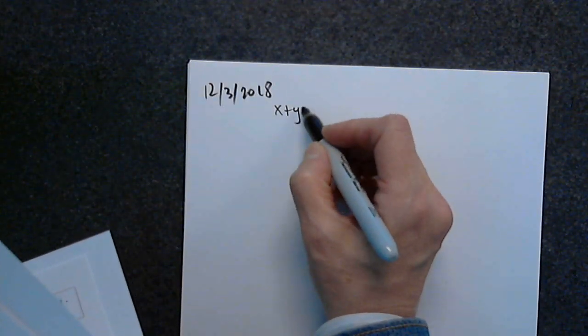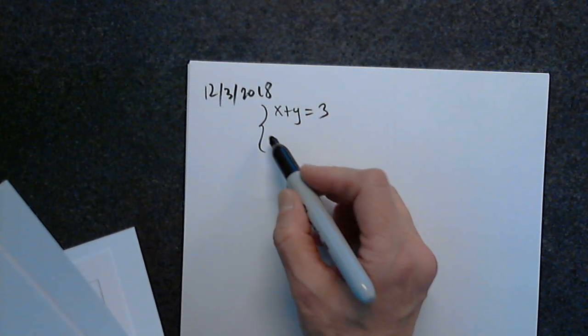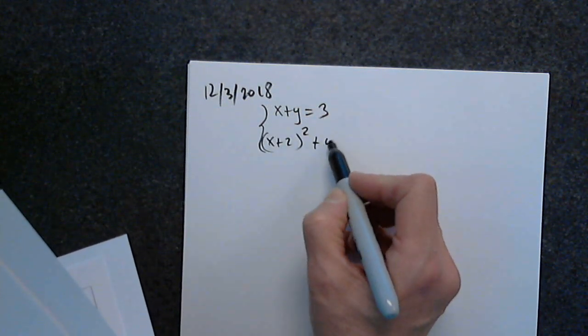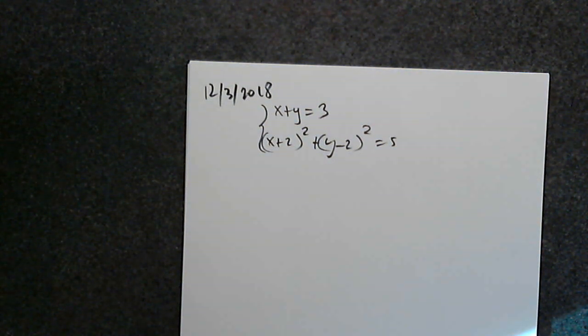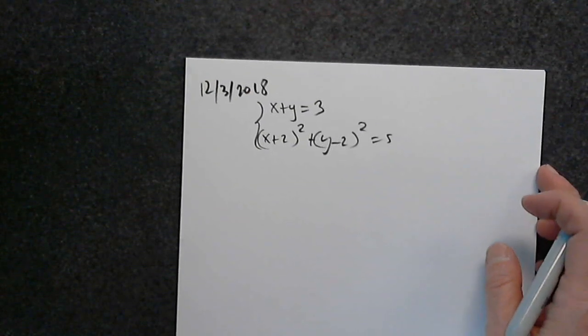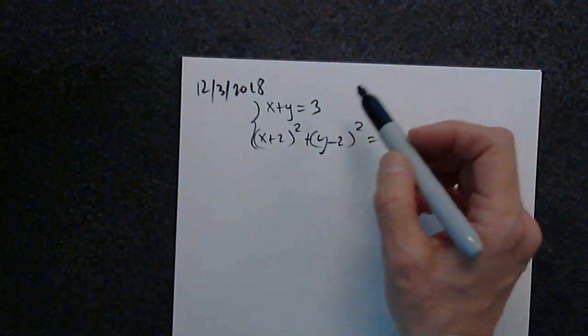Because the variables are not the same. So we have x plus y equals 3, and we have (x plus 2) squared plus (y minus 2) squared equals 5. So we will solve the first equation either for x or for y. It doesn't matter. Which one would you prefer?